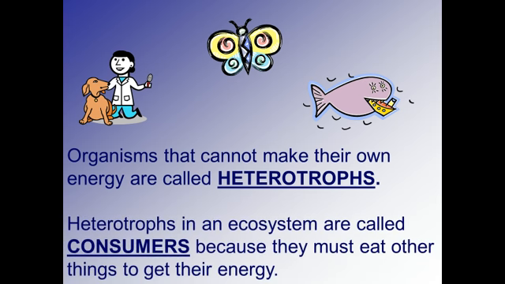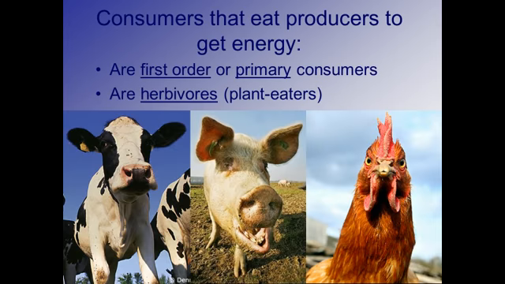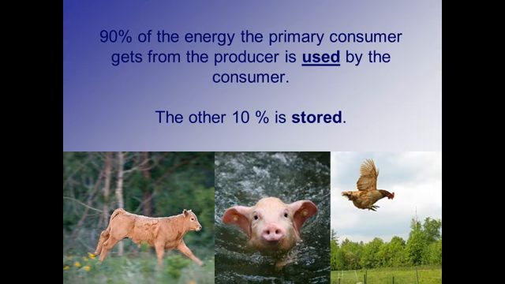Heterotrophs are called consumers because they have to consume things in order to get their energy. Now, consumers that eat producers are either first-order consumers or primary consumers. Those we sometimes call herbivores because they are plant eaters. So the cows, the pigs, and the chickens, all of these are primarily herbivores. So they are plant eaters, or they are first-order consumers.